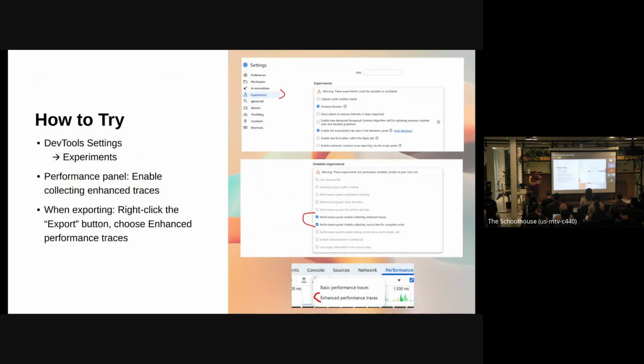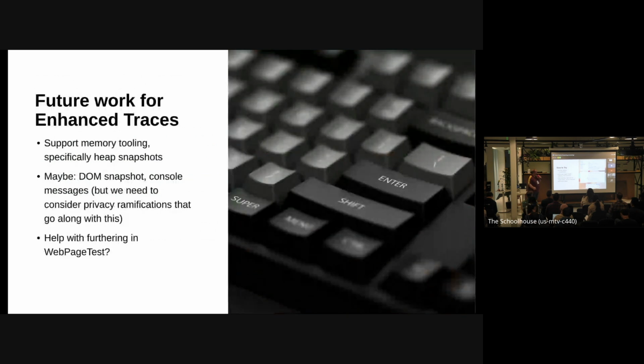And so this is how you can try it. In DevTools settings under experiments, go turn on enable collecting enhanced traces. And then when you export your trace, right click on the export button and choose enhanced performance traces. And for the future, we're also looking to support this for memory tooling, particularly around heap snapshots.